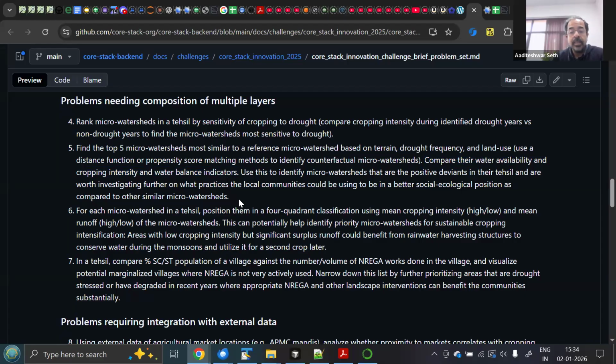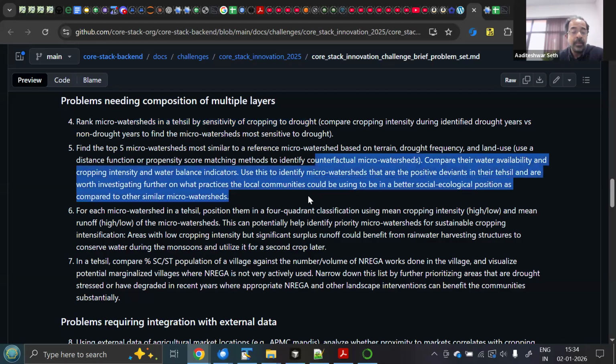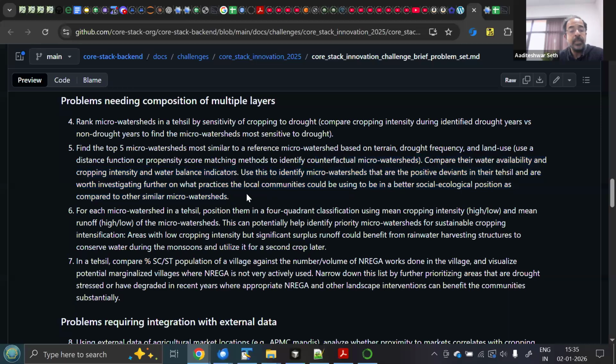So again, this can be a useful utility for any planner. They're seeing that so many microwatersheds are sensitive to drought, but some of them, though they're all quite similar, are doing a much better job than others. How is that possible?